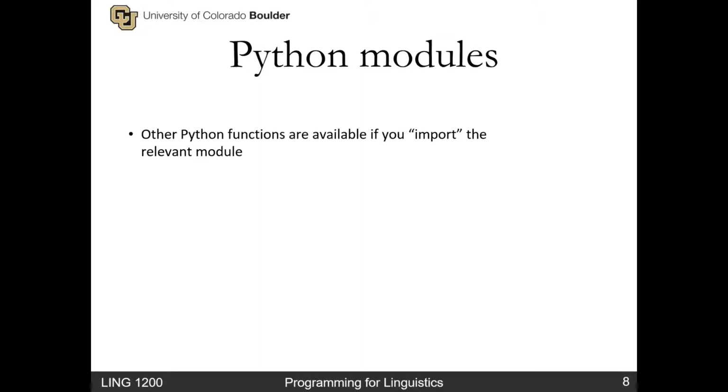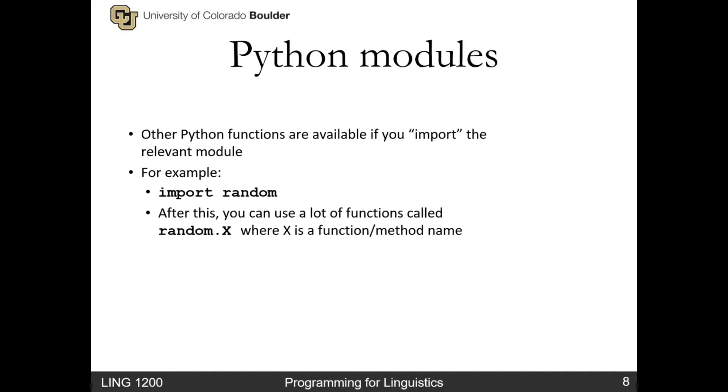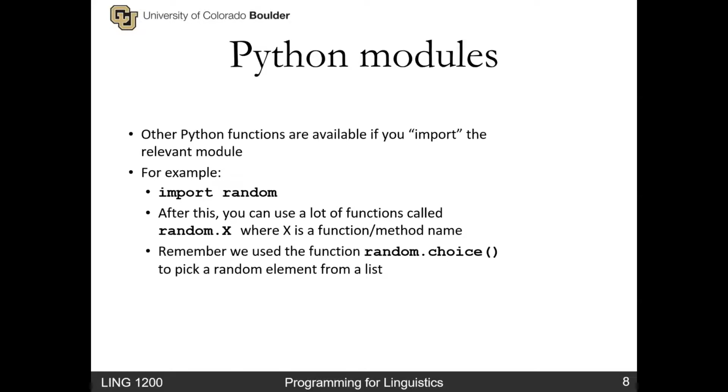Other Python functions, which are already created for us, are available if you import the relevant module. So for example, import random, which we used in homework 3. Once you import the module, you have access to a lot of functions, and you can use those functions by doing random dot and then the name of that function or method. So in homework 3, we used the function random.choice, which picked a random element from the list.